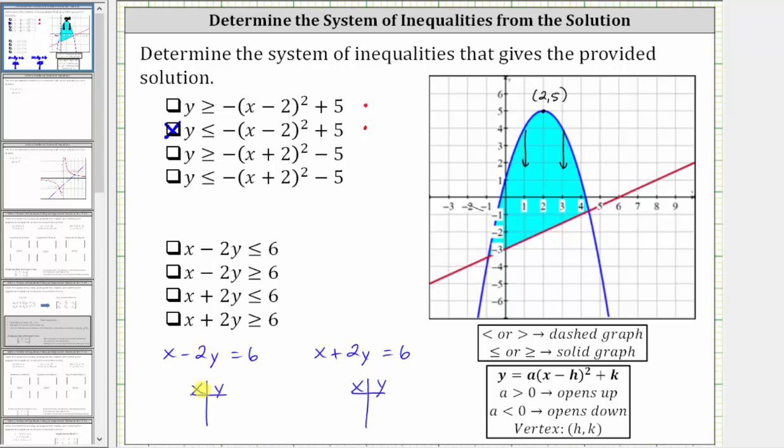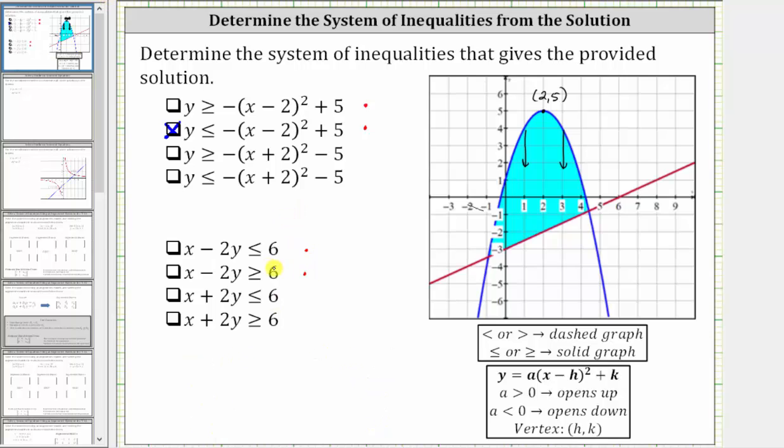Remember, to find the vertical intercept, we set x equal to 0 and solve for y, and to find the horizontal intercept, we set y equal to 0 and solve for x. So for this first equation, when x is 0, we have the equation negative 2y equals 6, and therefore y is negative 3. And when y is 0, we just have x equals 6. For this equation, when x is 0, we have 2y equals 6, and therefore y is 3. And when y is 0, again, we have x equals 6. So because the vertical intercept is the ordered pair (0, negative 3), this equation gives us the graph of the red line, and therefore we only have to consider these first two inequalities.